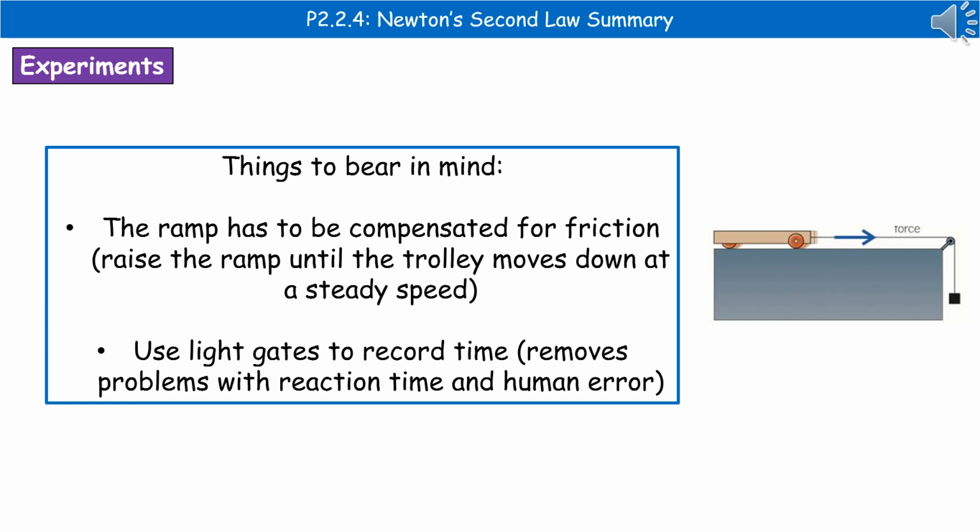One of the things they could ask you about is how to carry out experiments to investigate things like Newton's second law. So you've probably done experiments using the trolleys and masses to do this. And there are a couple of things we need to bear in mind about these experiments. First of all, we need to compensate for friction. So the way that we actually compensate the ramp for friction is by raising the ramp to an angle until the trolley moves down at a steady speed without accelerating. Second thing to consider is how we could remove the issues with us doing the timing with a stopwatch, and the best way to do that is to use a light gate to record the time.